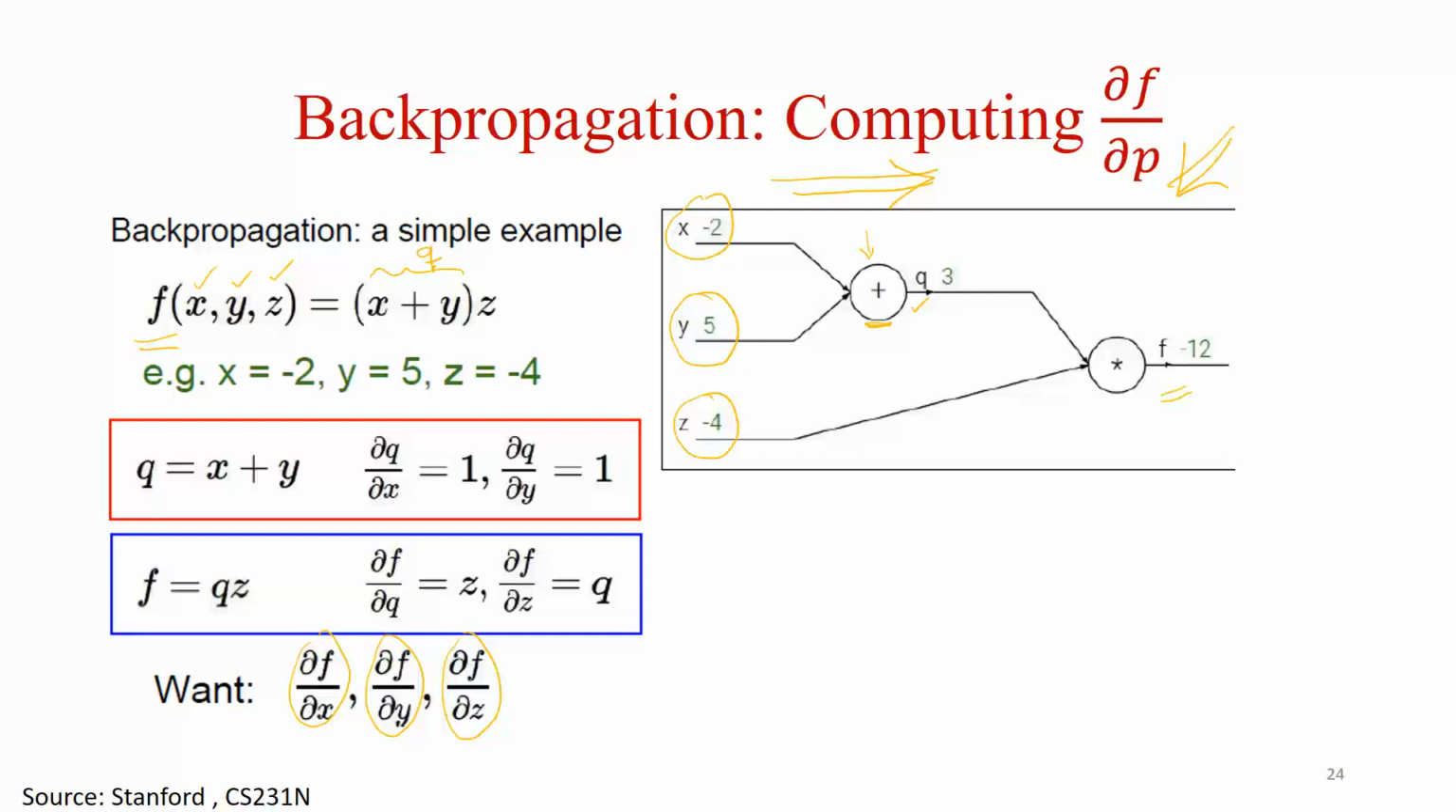We see we add x plus y, we get 3, multiplied by z minus 4, we get a value of -12. That is not what we are trying to illustrate here. Now, what we are trying to achieve here is to compute these derivatives. Now, to compute the derivative of f with respect to, let's say, z, it's the easiest. From this equation you can see.